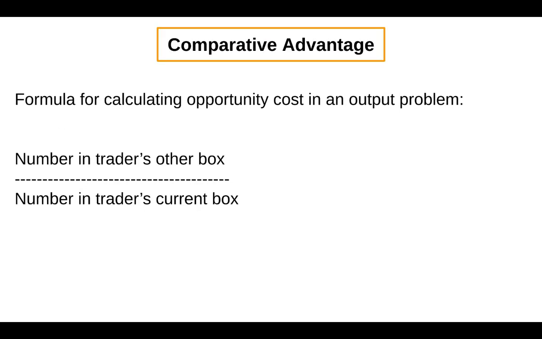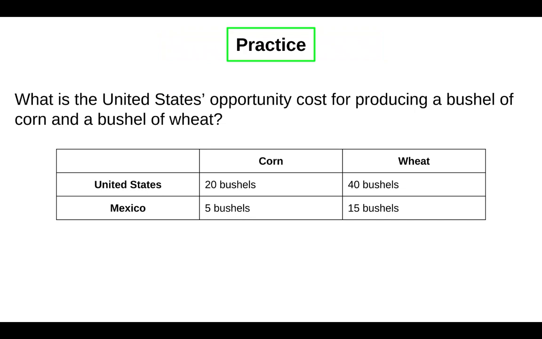So if we go back to the formula, it's other box over current box. So it's going to be 40 divided by 20, which is going to be 2. Now, 2 what? Well, it's going to be 2 bushels of wheat. Why? Because if I'm producing corn and opportunity cost is what I give up, I'm giving up wheat. So I'm losing 2 bushels of wheat.